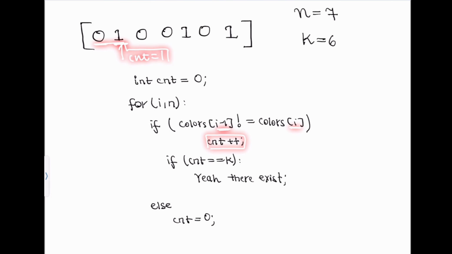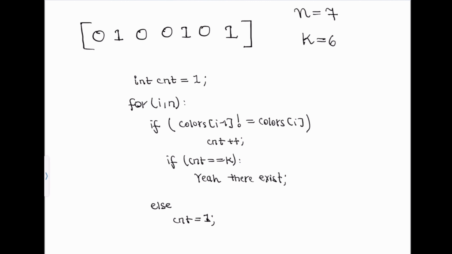Should it be 1 or should it be 2? Because I am having an alternating group of size 2, right? I am having an alternating group of size 2, but the count will be incremented to 1 only. So it means we should initialize our count with 1. That's the first thing. So if this condition fails, the value of count should also become equal to 1.